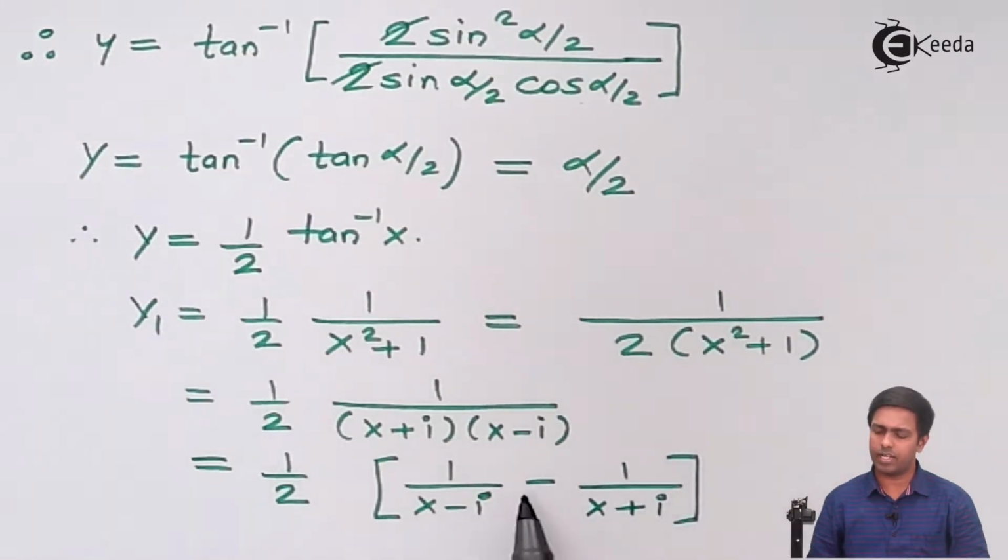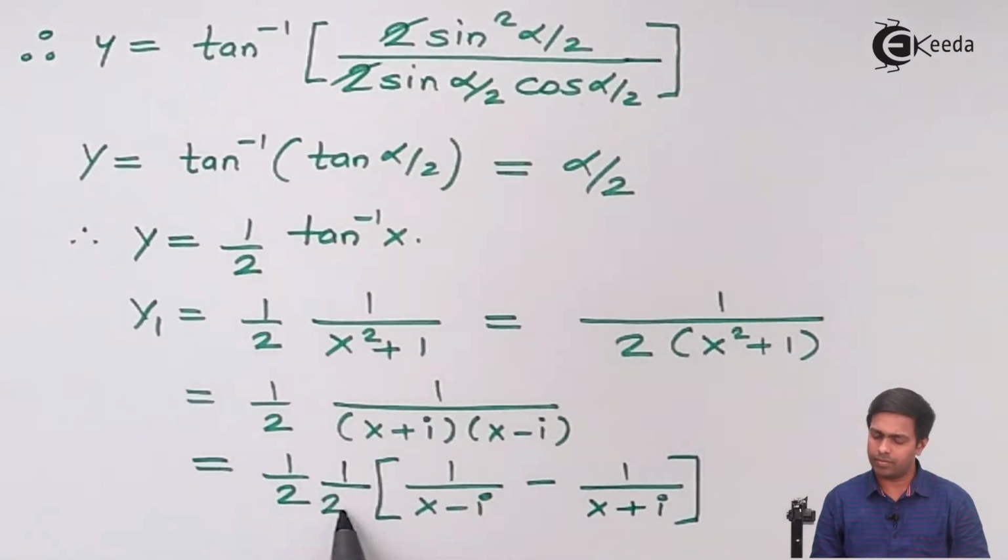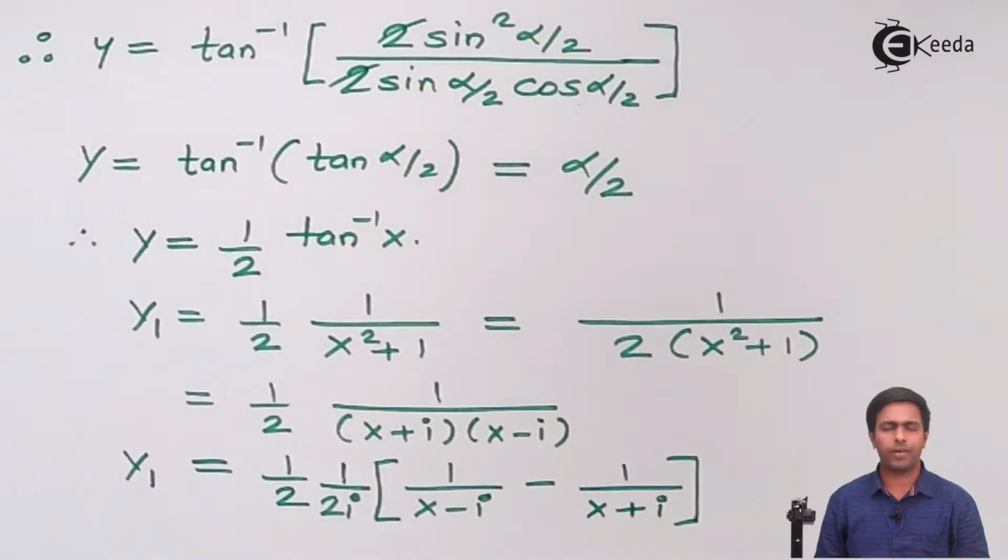So x and x will be cancelled, we'll get i plus i, that is 2i, but I want 1, so I will divide it by 2i. By doing that we can get 1 in the numerator. So guys, this is 1 upon 4i into 1 upon x minus i minus 1 upon x plus i. This is the value of y1. And now for this we can definitely find out the nth derivative, because here we got the linear factors.